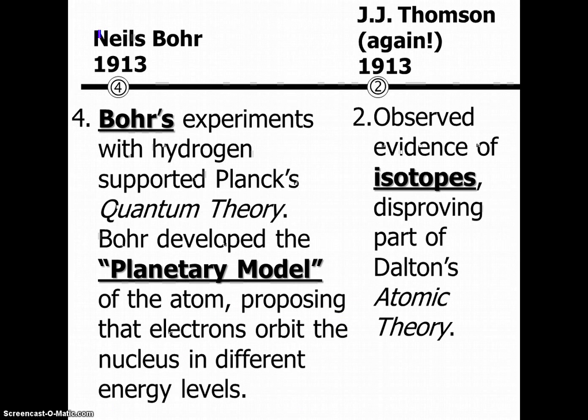Around this same time, Niels Bohr, who was actually one of Rutherford's undergraduate or graduate students, was working with exciting electrons as well. And he was working with hydrogen electrons and found that hydrogen electrons, when excited, will emit 4 different wavelengths of light. And so he proposed that the atom is organized sort of like the planets in orbit around the nucleus, where the electrons are in certain energy levels or orbits which allow them to emit this certain pattern of wavelengths.